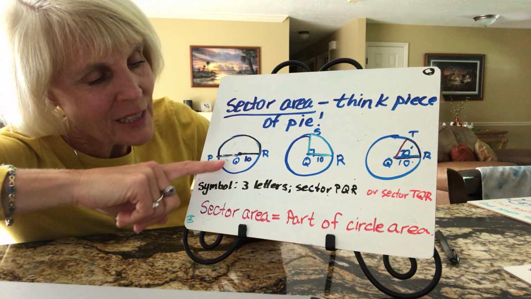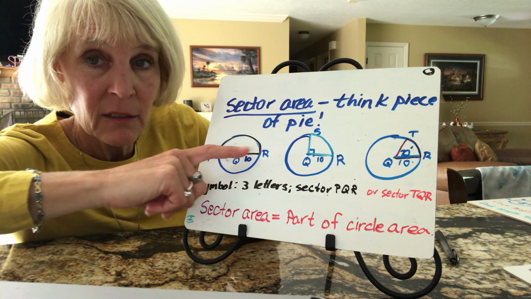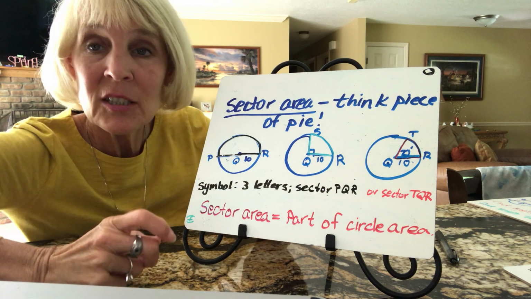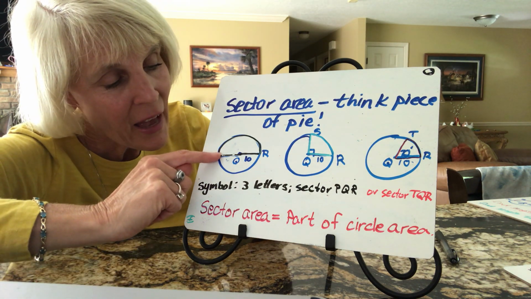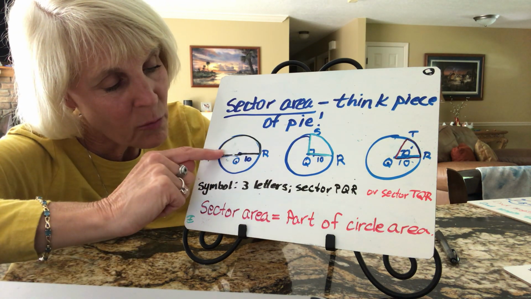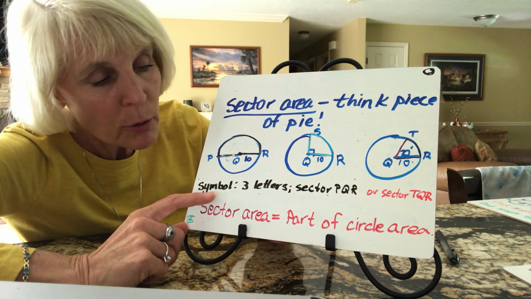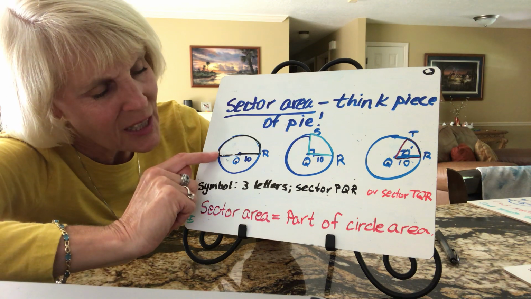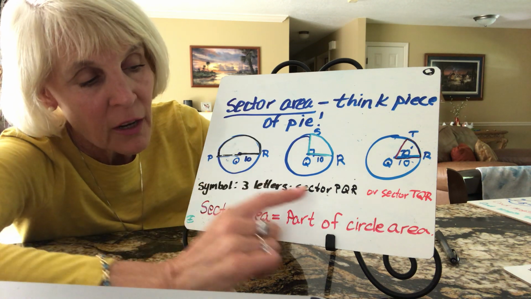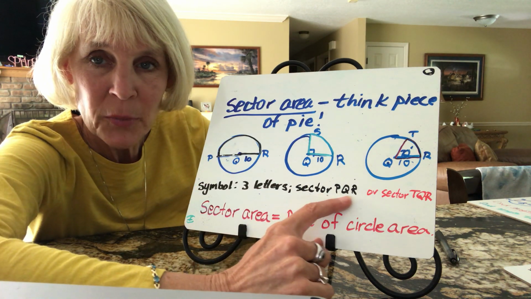Now, some of you may say, well, I'm going to eat half the pizza, okay? Well, then that's still a sector because I still have a radius and an arc. So when I look at my symbol for a sector, I could call that sector PQR. So I'd write that as sector PQR.